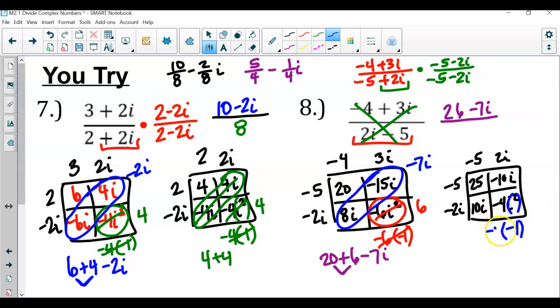Multiply that now by negative 4. Negative times a negative is a positive 4. So now we've got positive 4. Notice here again, what happens to our i's? 10 minus 10, 0. So they canceled out. You just have 25 plus 4, making that value in the denominator 29. Then, of course, you can practice writing it as 26 over 29 minus 7 over 29i.